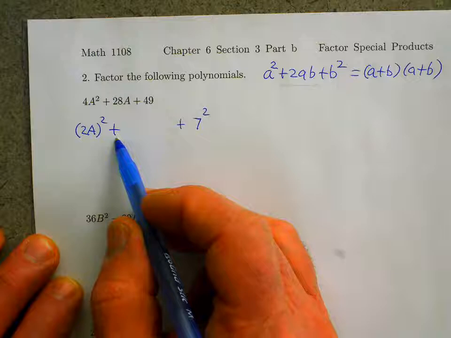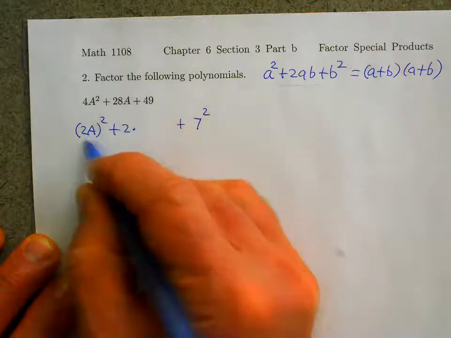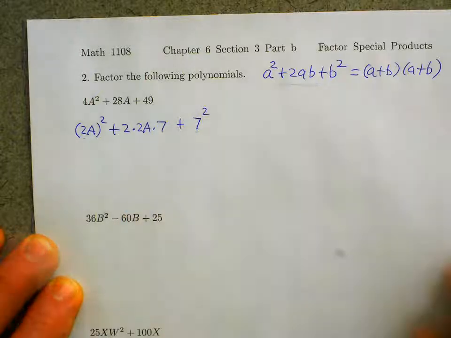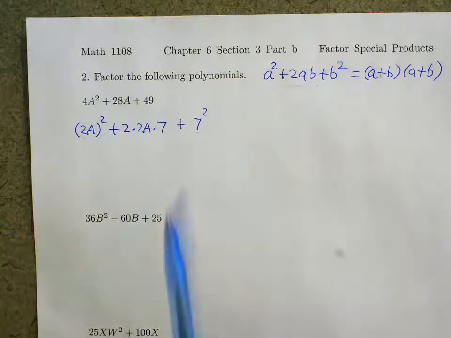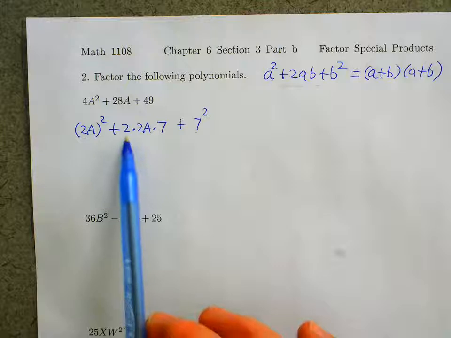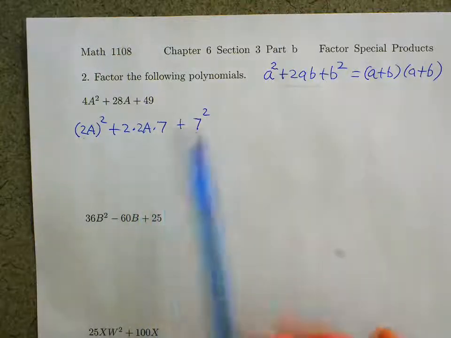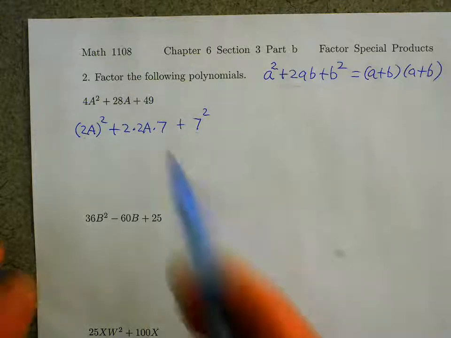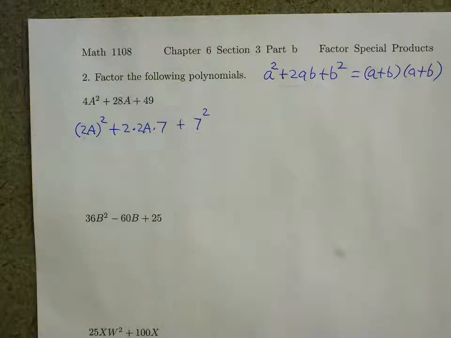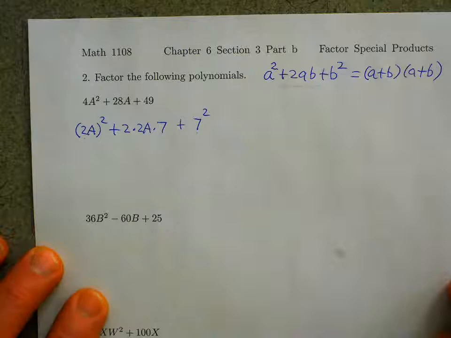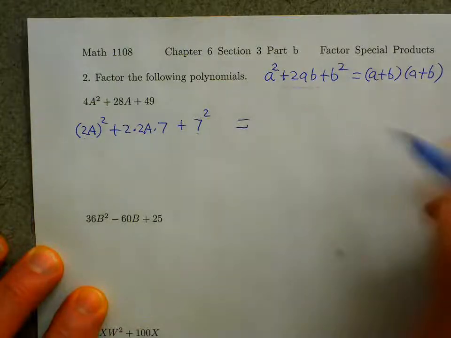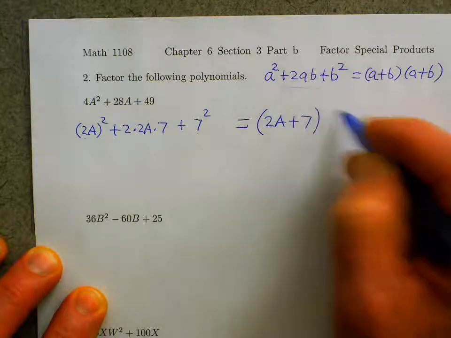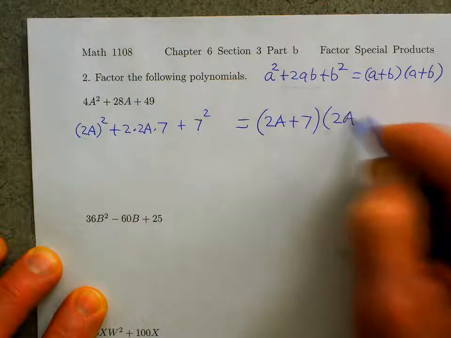So we'll write down plus 2 times 2a times 7, and then do the arithmetic. And we note that 2 times 2 times a times 7 is plus 28a. So yes, it is a perfect square trinomial. So its two factors are 2a plus 7 times 2a plus 7.